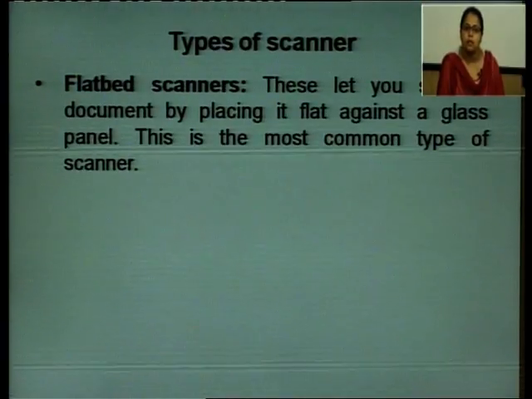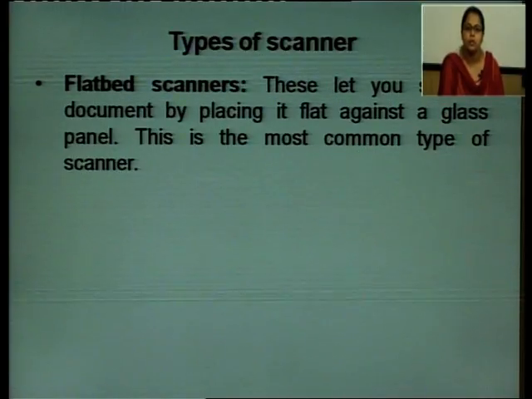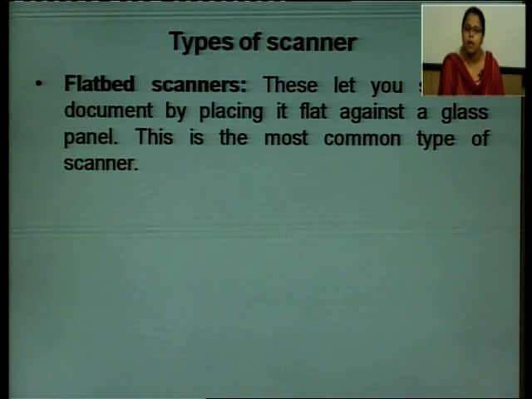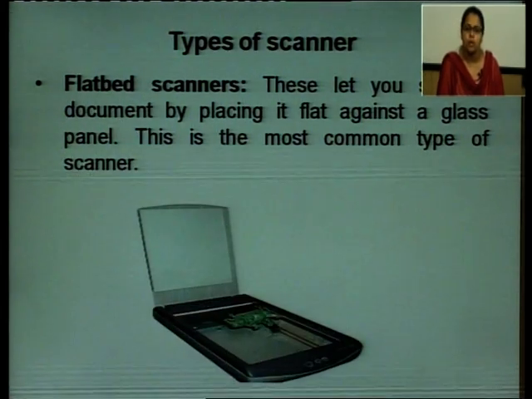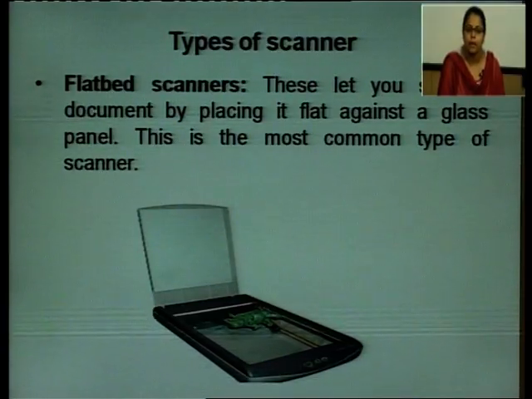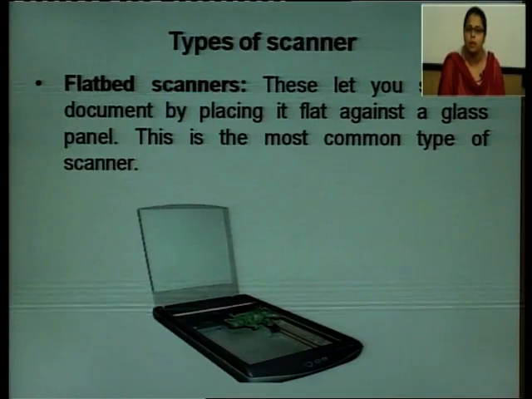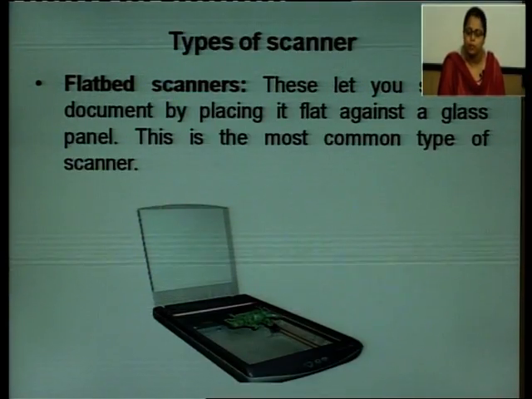First is the flatbed scanner. These scanners let you scan a document by placing it flat against a glass panel. It is the most common type of scanner which is used. So this picture shows the common flatbed scanner. The document to be scanned is placed over the glass panel and covered with the lid.